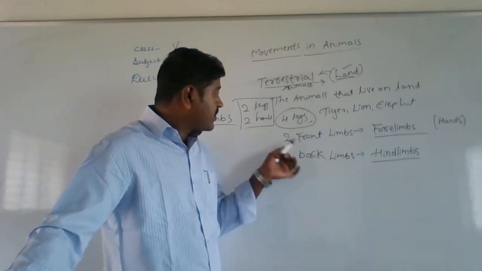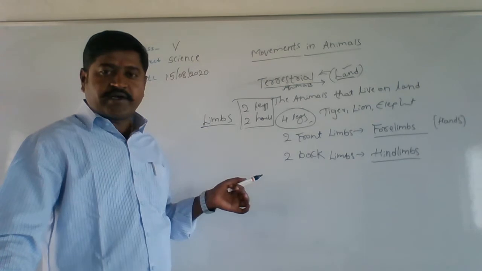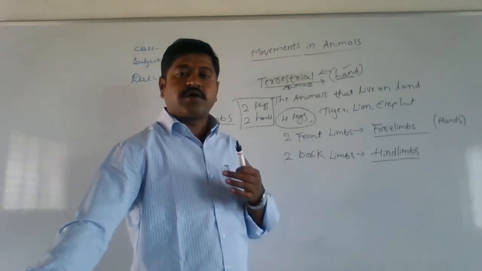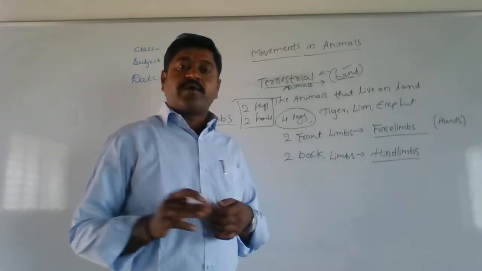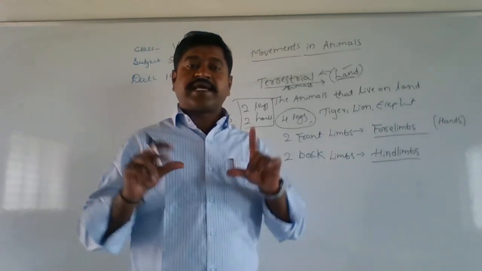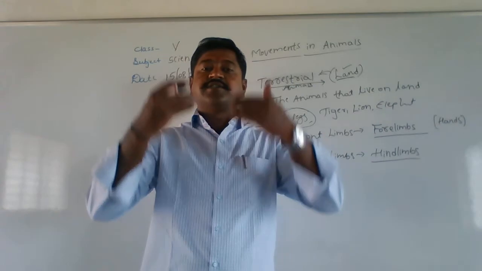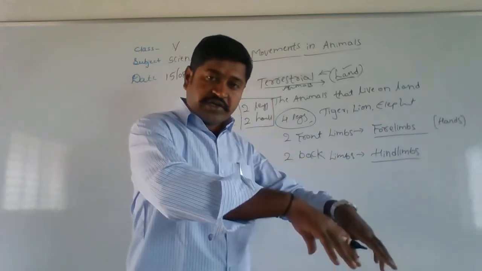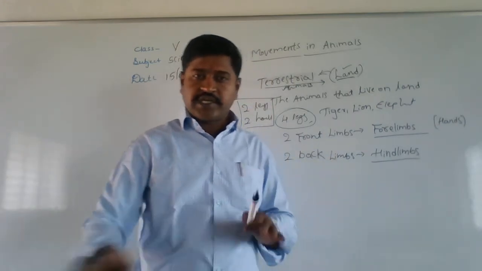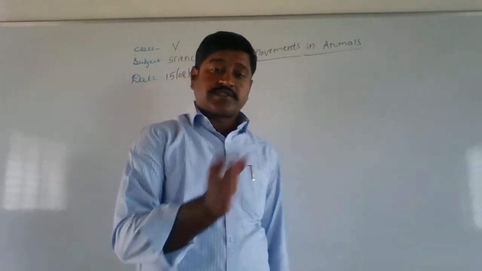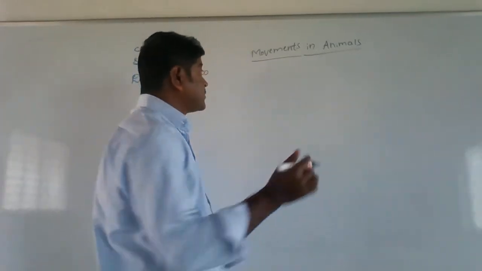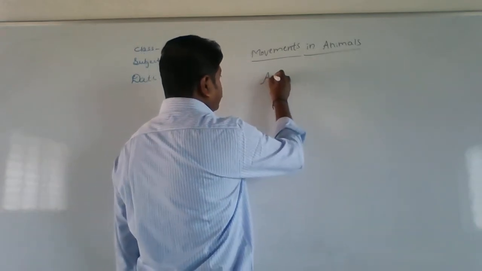Because of our two legs and two hands, we are standing only on our two legs. That is why we human beings are erect. Erect means we are standing straight. We are not bending like animals. Is this clear? Okay. So that was about terrestrial animals. Now we'll be seeing about aquatic animals.